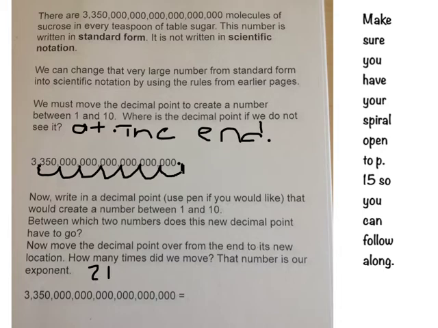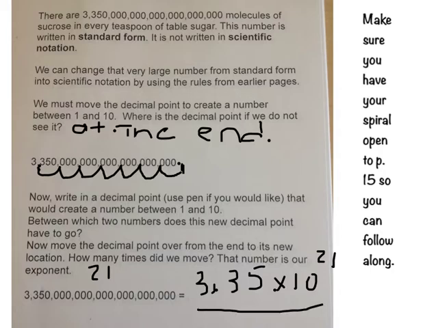So keeping in mind, we need two things for scientific notation. We need a number between 1 and 10, which I just created, and that is 3.35. And it's going to be multiplied by a power of 10, so 10 to the 21st power. And this here, 3.35 times 10 to the 21st, is how you would write that really big number in scientific notation. So we're going to do some practice on that flip page.